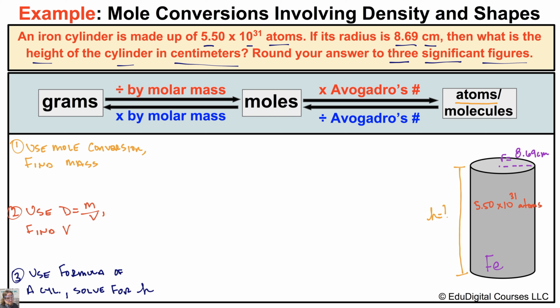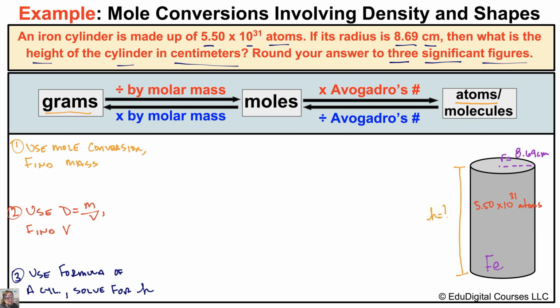What we're going to do first is convert the atoms of this iron cylinder to grams. We're going to figure out the mass in grams. Once we're done, we're going to plug it into the density formula. We're going to look at a density table and figure out the density of iron, and solve for the volume. Once we're done finding the volume of this cylinder, we're going to plug that into the formula of a cylinder and solve for height. So let's go ahead with step number 1.